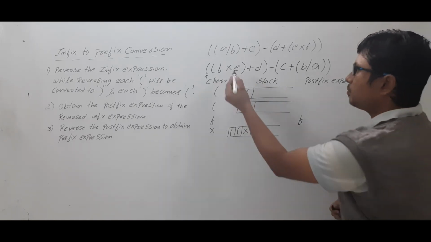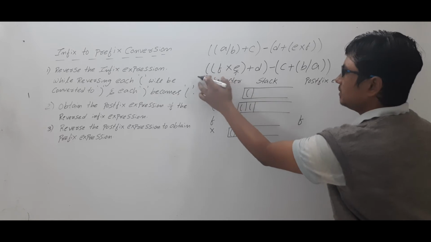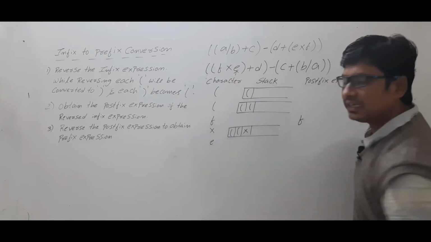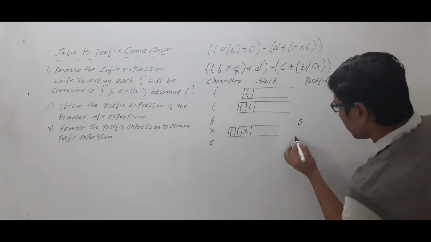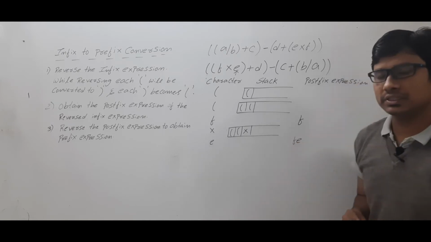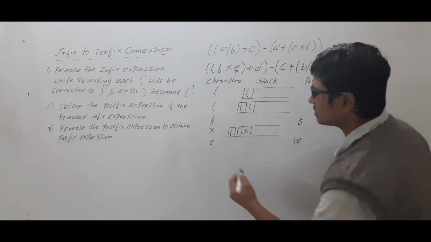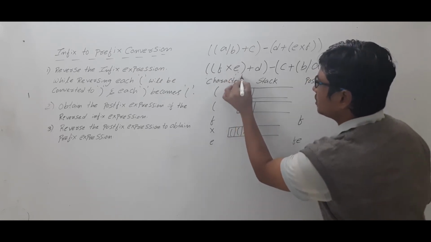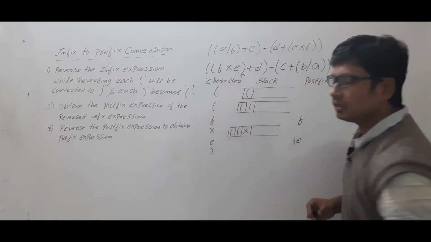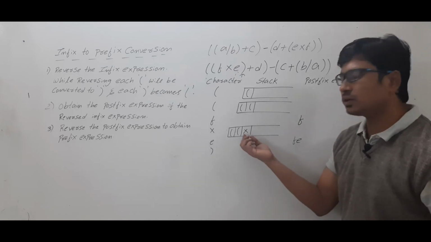So you scanned up to the multiplication, now you are at the E. Okay. Now E is an operand, so you need to append it to the postfix expression. So you got F and E. And you got the closed parenthesis. While scanning, you got the closed parenthesis. If you get a closed parenthesis, what do you need to do?